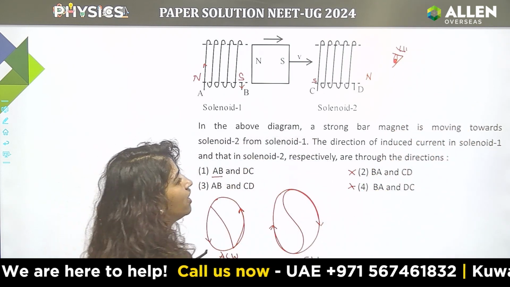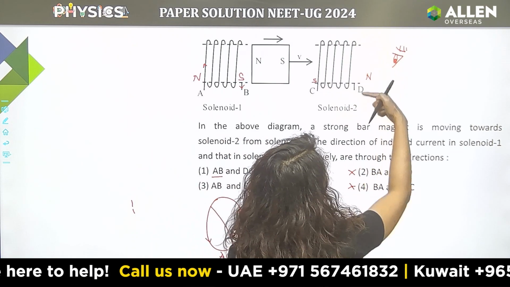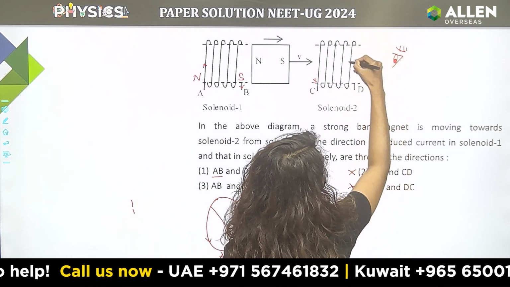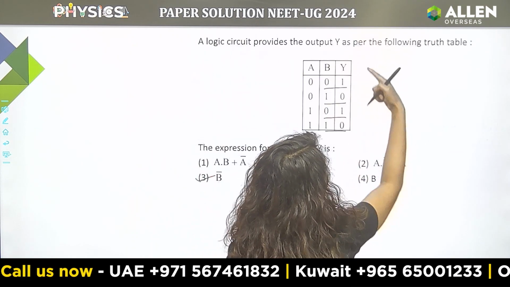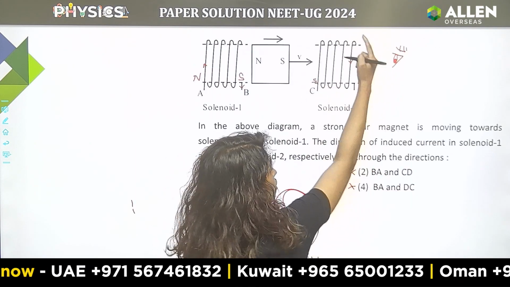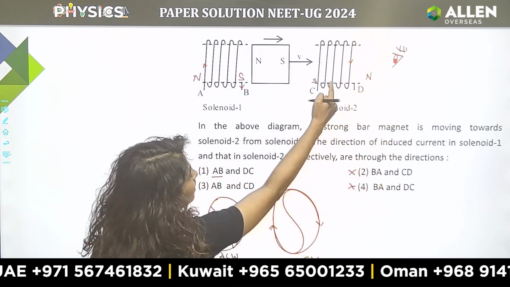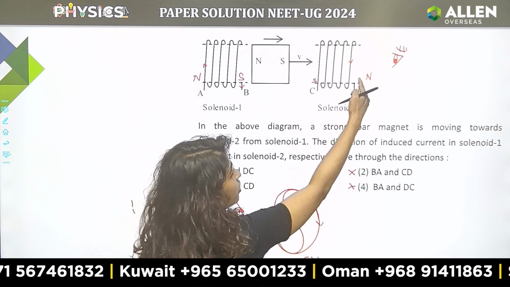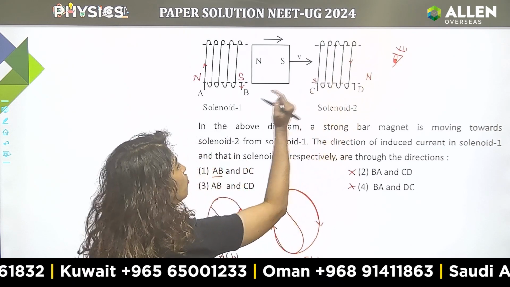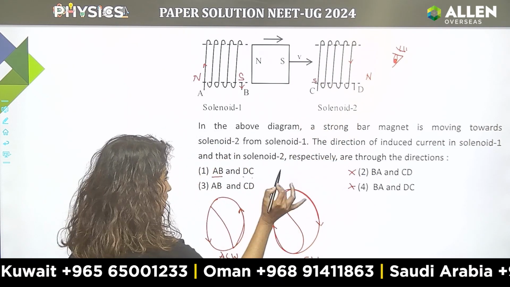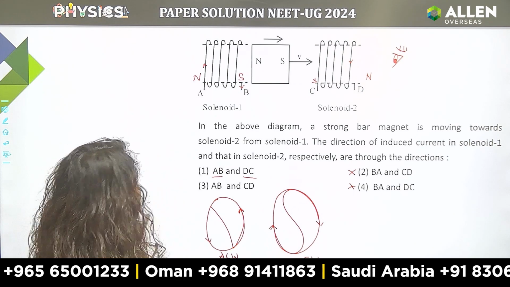North is anti-clockwise. So if it is anti-clockwise, D, it will start from D and flow in this direction. Okay. So it's going to flow in this direction. This is your anti-clockwise. That means it's going to start from D and move towards C. The answer has to be D, C. I hope this is clear.